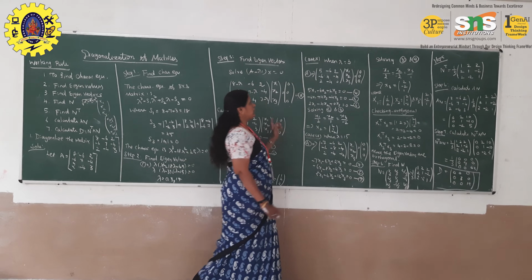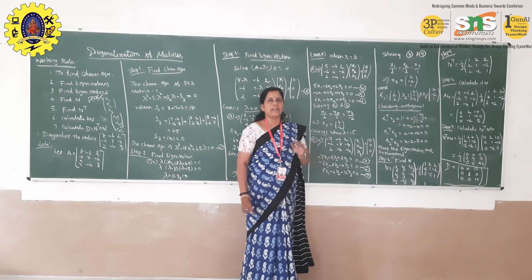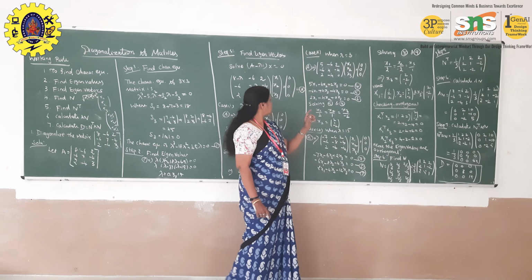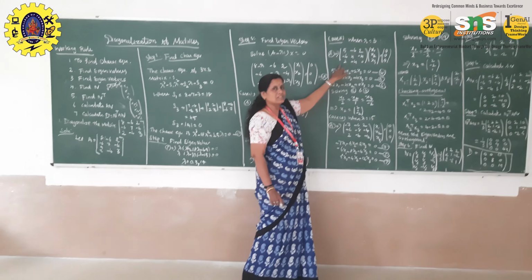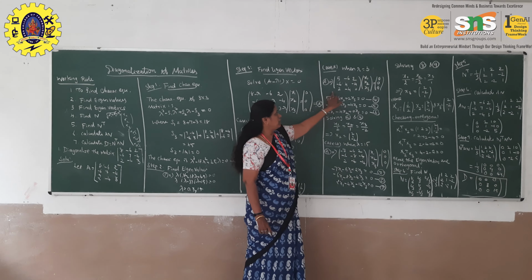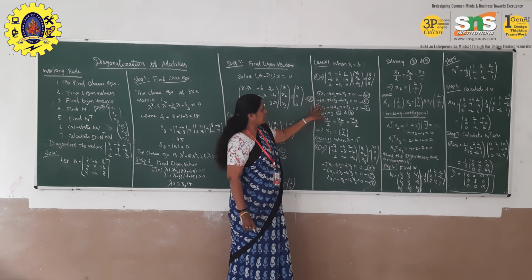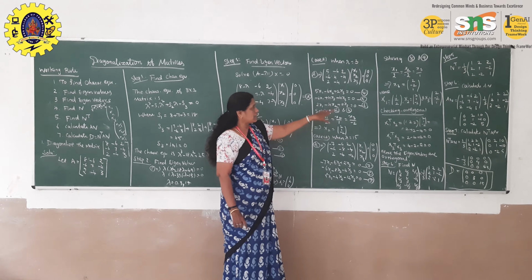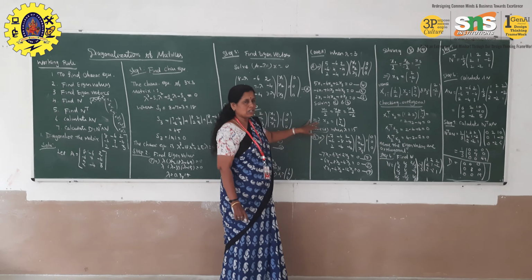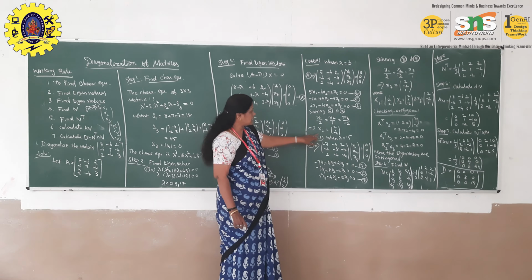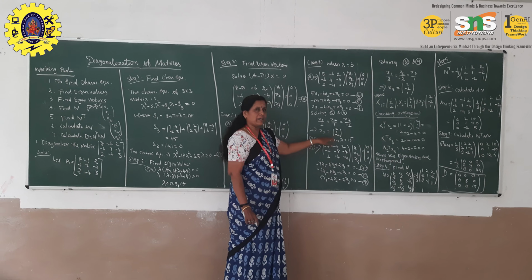Next, we need to find the corresponding eigenvector for lambda equal to 3. Putting lambda equal to 3 in the system, we get this matrix. After that, multiplying these two matrices, we get the three equations. Here we are solving equations 5 and 6. We get the corresponding eigenvector x2 equal to 2, 1, minus 2.